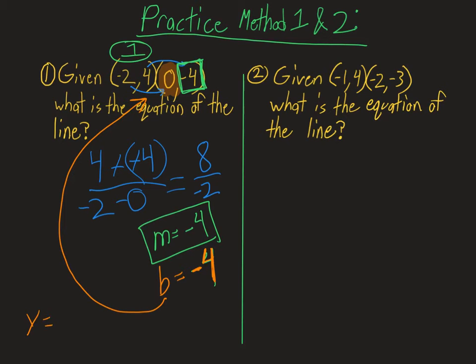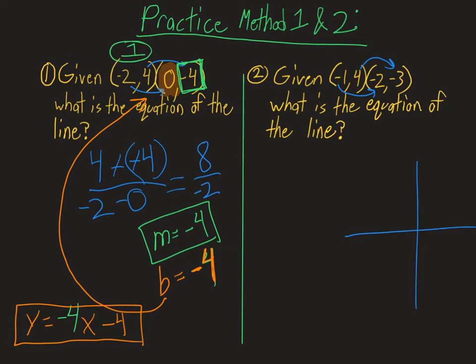Write it up. Y equals -4x, and then -4 is the intercept. Let's use the color to make it clear. There you go. Okay, second one, same thing. Find your slope. Actually, you could find your slope that way, but you might just find your slope this way. Okay, I'm just going to count -1, 4, so I've got to go -1, 4, and -2, -3.